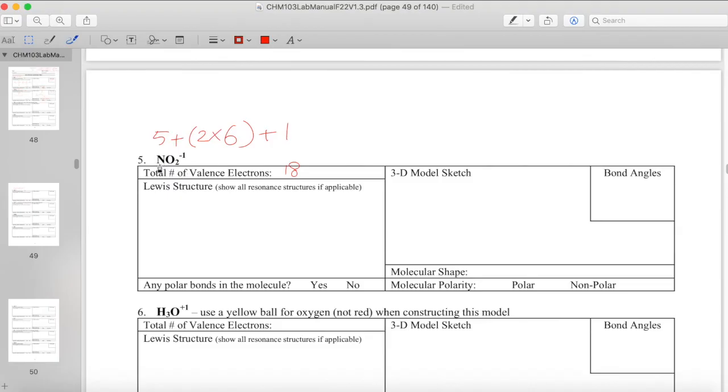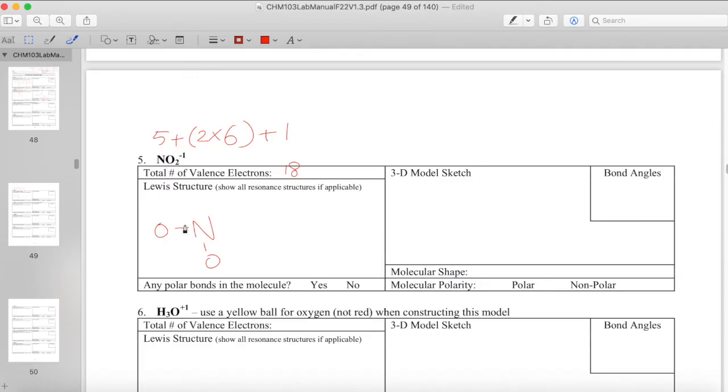We have the nitrogen listed first, so that's going to go in the middle. And we're going to draw 2 oxygens attached to it. So I'll just draw it with my bent method. Again, if you draw it kind of linear, that's totally fine. So let's give everything its octet rule.